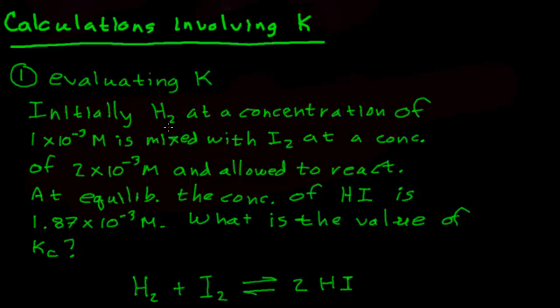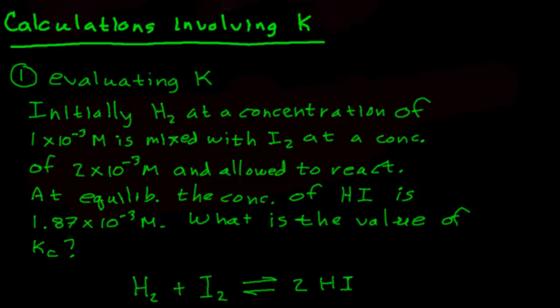Initially we're going to take H2 at a concentration of 1 times 10 to the minus 3 molar, and mix that with I2 at a concentration of 2 times 10 to the negative 3 molar. We're going to allow those to react and come to equilibrium. We have no products initially. At equilibrium, the concentration of HI is 1.87 times 10 to the minus 3 molar. What is the value of Kc? That's what we're trying to calculate.